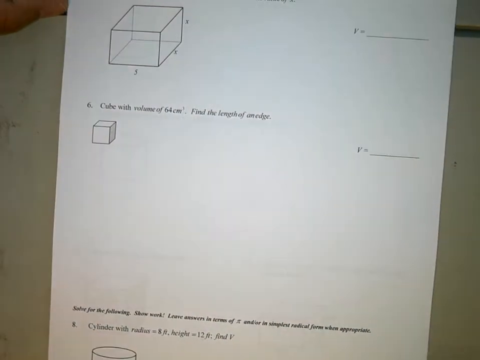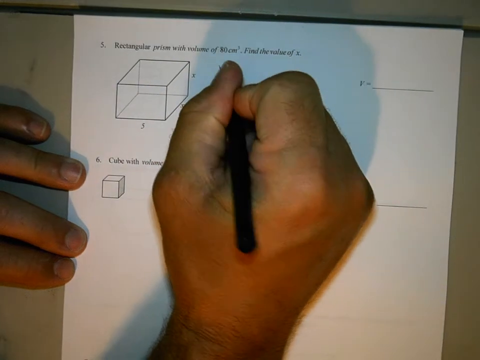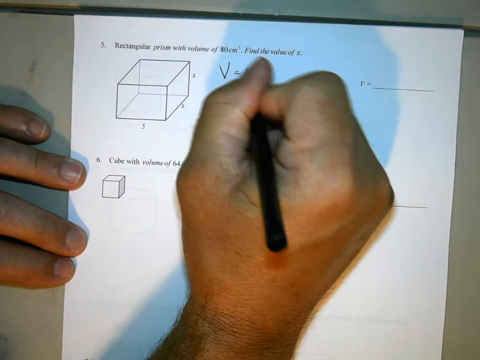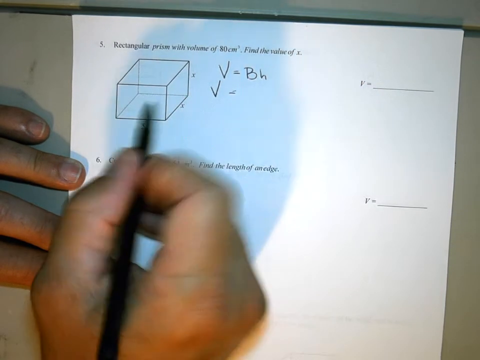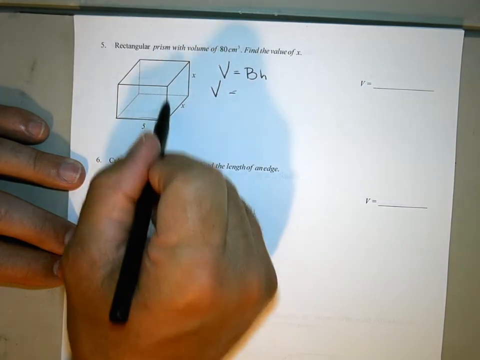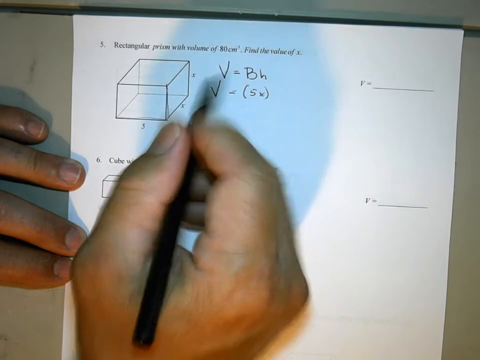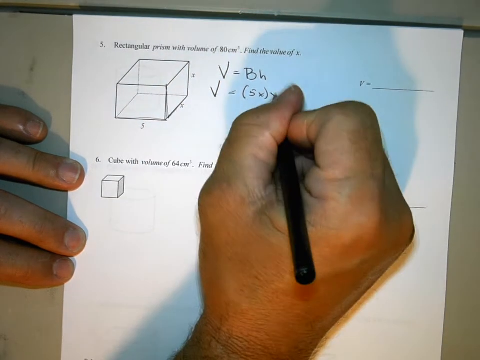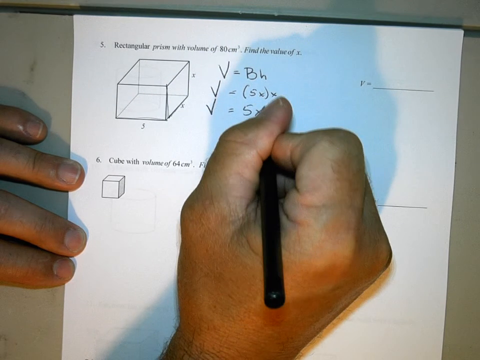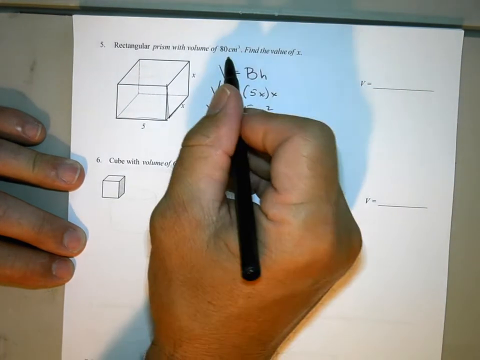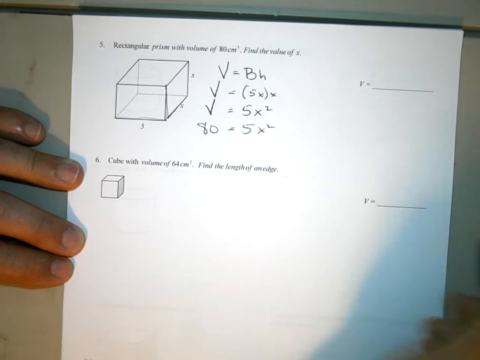All right. Now remember, to find the volume of this, the volume equals big B times height. Volume equals big B, which is basically 5 times x, or 5x, and the height is x. So volume equals 5x squared. They give you the volume. I'm going to leave it for you to finish.